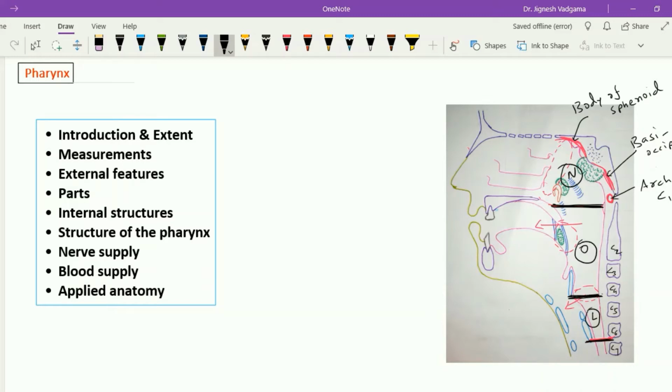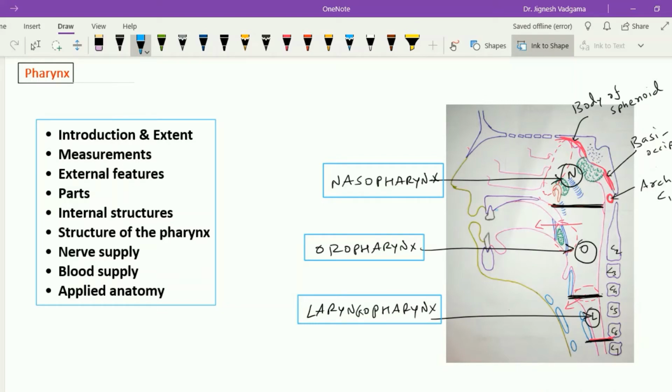Now behind this pharynx, the structures that lie are the vertebral column from the arch of the atlas to the lower border of the C6 vertebra, and these vertebrae along with their intervertebral discs in between are covered with the pre and paravertebral muscles, and these muscles are covered with the prevertebral fascia, and this prevertebral fascia is separated from the wall of the pharynx by the retropharyngeal space. So this many structures are present behind the pharynx.